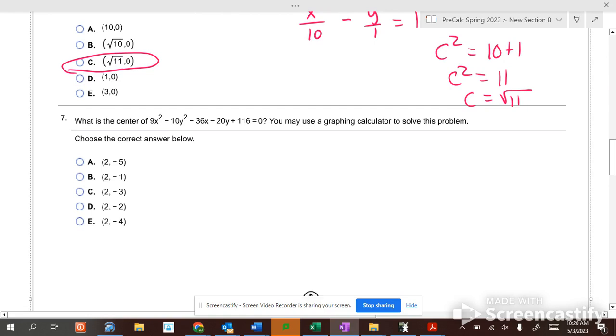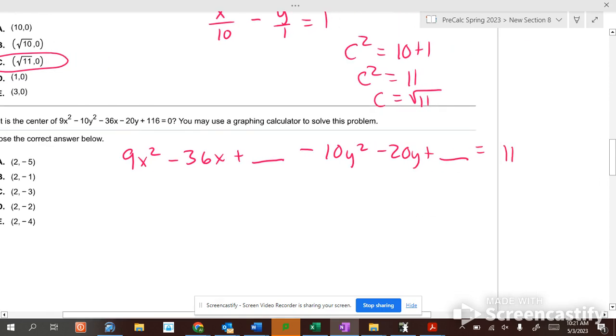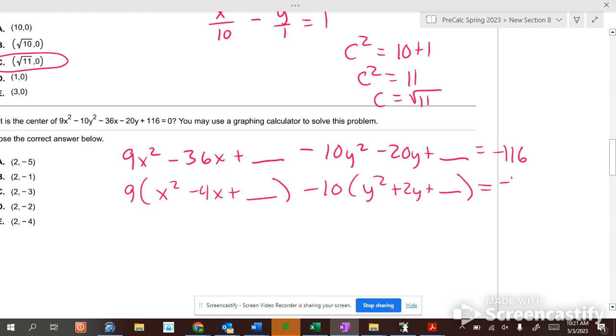Okay. And then, what's the center of this one? What do we have to do? Complete the square. 9x squared minus 36x plus blank minus 10y squared minus 20y plus blank equals negative 116. Okay, so if we factor out a 9 from this one, we get x squared minus 4x plus blank. If we factor out a negative 10 from the second one, we get y squared plus 2y plus blank equals negative 116 plus blank plus blank.